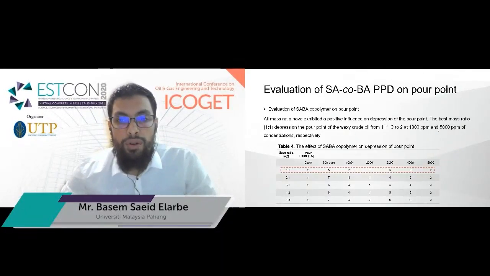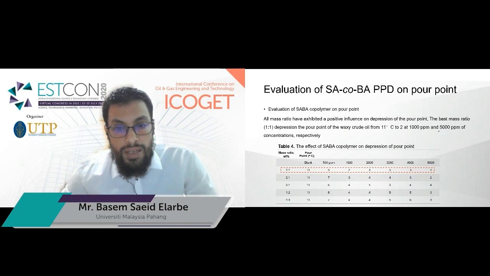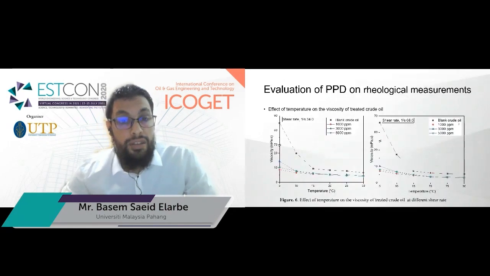Evaluation of the SA-BA copolymer on the pour point. The best mass ratio was 1:1. The best depression was at 1:1, from 11 Celsius to 2 Celsius at 1000 ppm and 5000 ppm. And this slide shows us the evaluation of the copolymer on the rheology measurement.